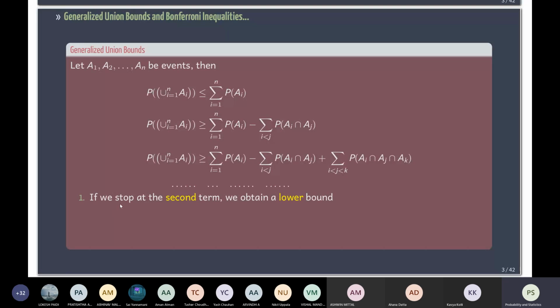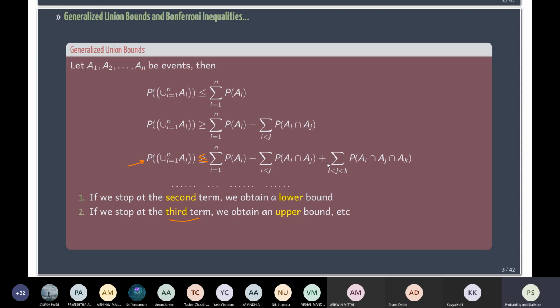So what it says is that if we stop at the second term, then we obtain the lower bound. Okay, so this acts like a lower bound because it's the lower value. And if we stop at the third term, in this case, then we obtain an upper bound. Okay, so as I said, there was a mistake here. So this term now acts like an upper bound.